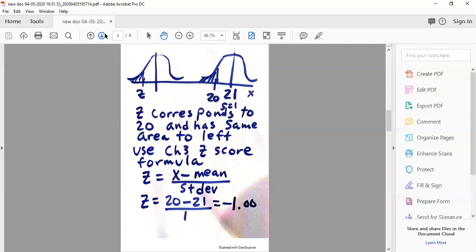Once again, we use the chapter 3 Z-score formula, X minus mean divided by standard deviation. When I plug in, the X value is what's given. The mean on this problem is 21. Standard deviation is 1 day. This is easy enough to do in your head. You come up with -1 standard deviation. You can almost see that in your head. If the standard deviation is 1 and you're at 20 days, you're 1 standard deviation below the mean.